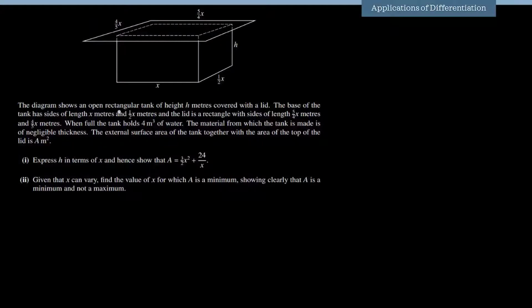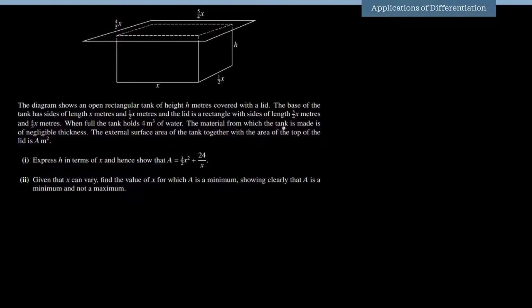The diagram shows an open rectangular tank of height h meters covered with a lid. The base of the tank has sides of length x meters and half x meters, and the lid is a rectangle with sides of length 5 upon 4x meters and 4 upon 5x meters. When full, the tank holds 4 meter cubes of water.